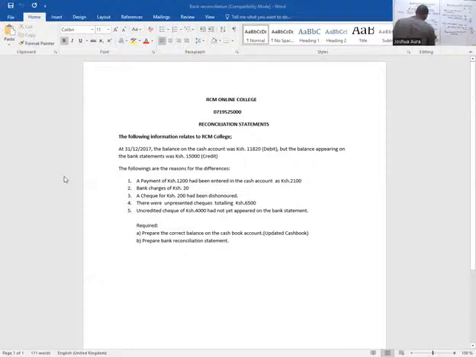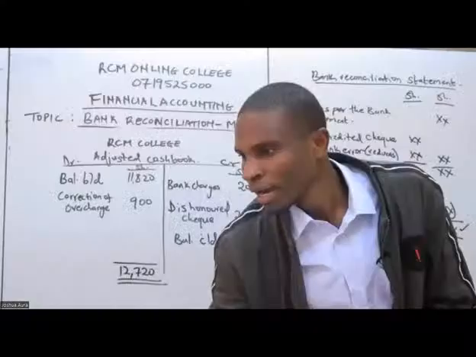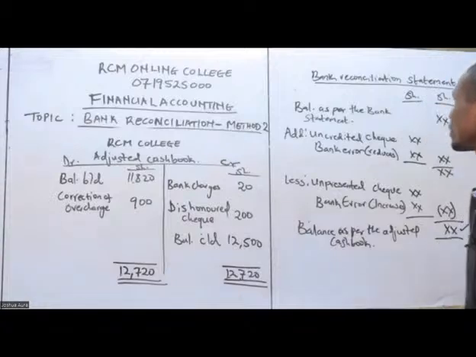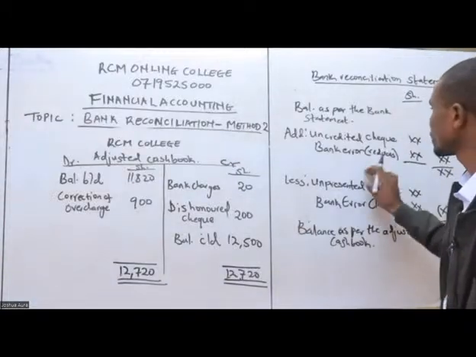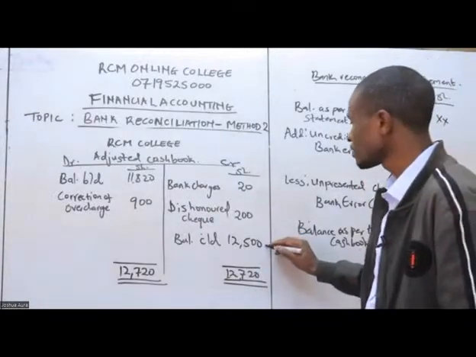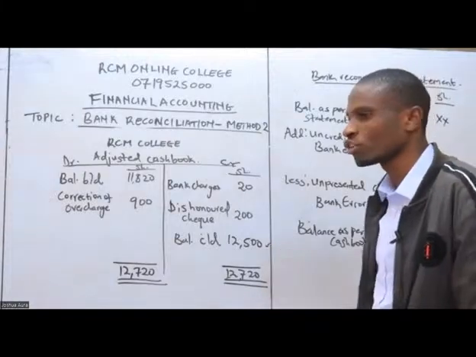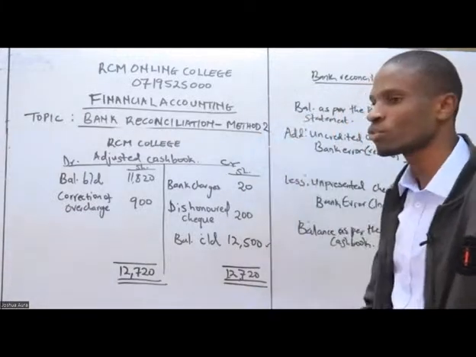Carried down will be the difference. So I less my 20 plus 200. I less that one. I get 12,500. So my bank account, my bank reconciliation account, our statement will have this balance at the end using method 2. Remember, we are using method 2.